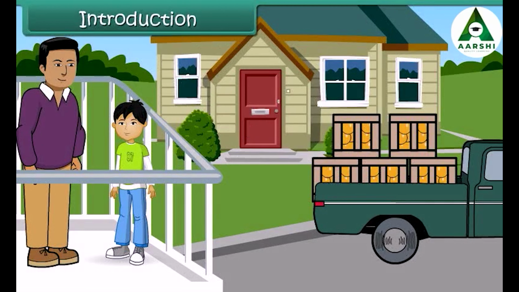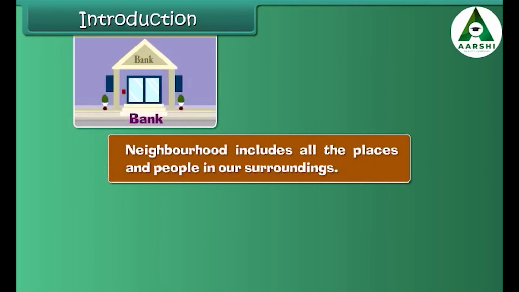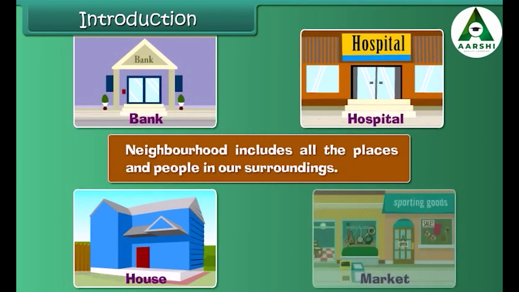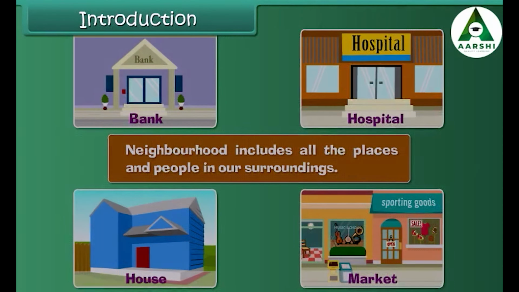Introduction. Hello Dad, look there. Shama uncle is shifting his family and home articles to somewhere near. Dear Sam, they're shifting to their new home. Now Mr. Gupta will be in our neighborhood. Dad, what do you mean by neighborhood? Neighborhood includes all the places and people in our surroundings. Now let's go to some neighborhood places and learn more about them.